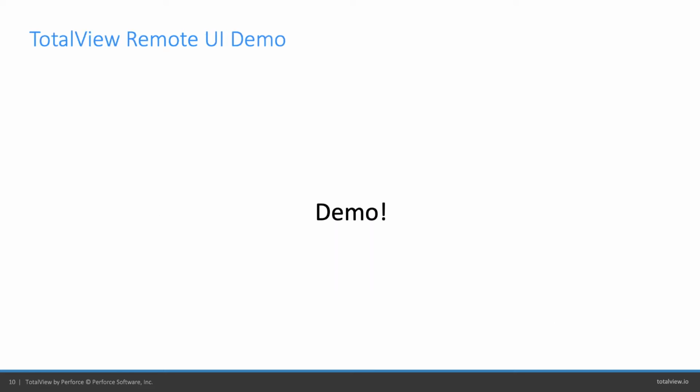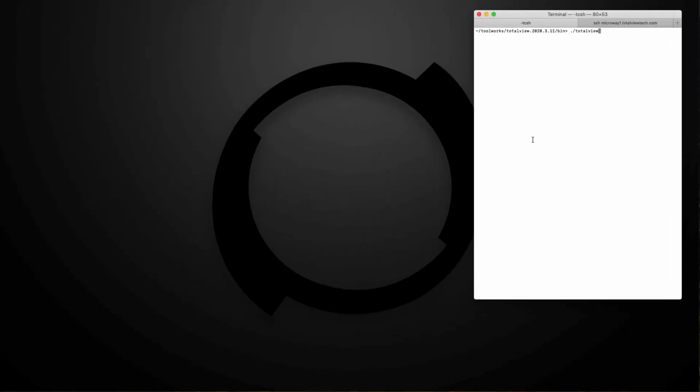So let's actually take a look at a demo here and see how it all comes together. What I have here is a terminal that is on locally here on my Mac, and I'm based on the East Coast, and I'm going to start TotalView up here on my Mac. So let's do that now.